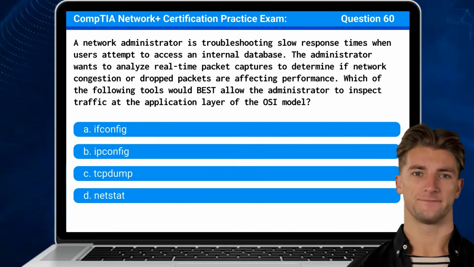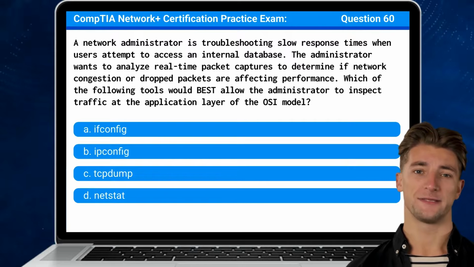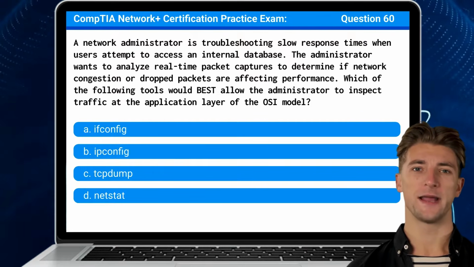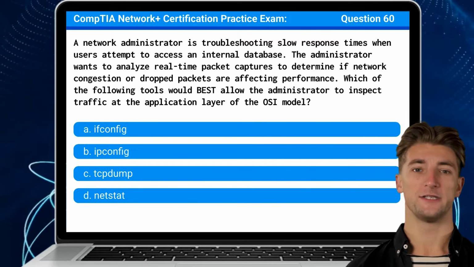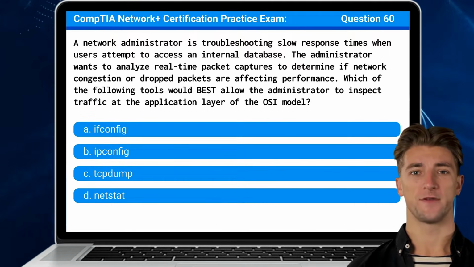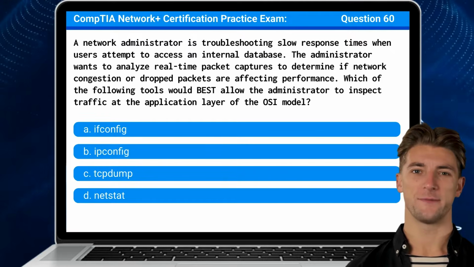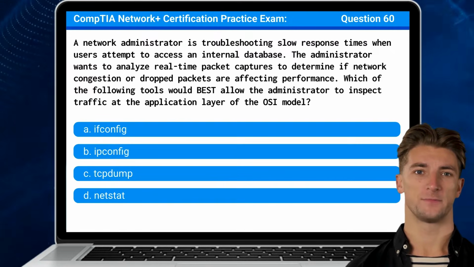Question 60. A network administrator is troubleshooting slow response times when users attempt to access an internal database. The administrator wants to analyze real-time packet captures to determine if network congestion or dropped packets are affecting performance. Which of the following tools would best allow the administrator to inspect traffic at the application layer of the OSI model?